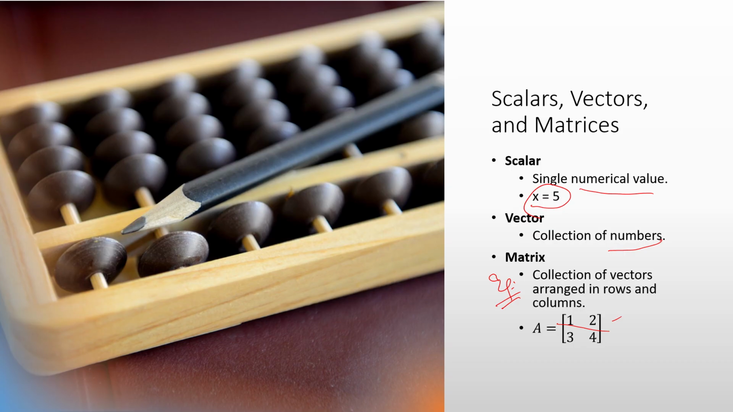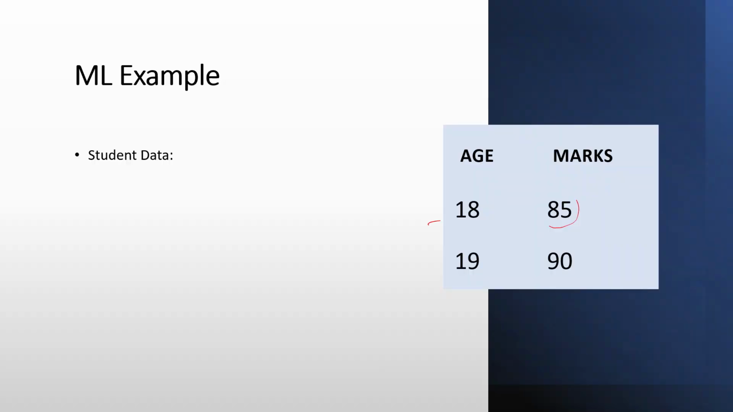Now we will see examples of scalar, vector and matrix. Here you can see an example: a single numerical value x is equal to 5. So x is equal to 5 is a single value. Vectors are collections of numbers, and a matrix is a collection of vectors arranged in rows and columns. I will repeat again: a scalar is a single numerical value, a vector is a collection of numbers, and a matrix is a collection of vectors arranged in rows and columns.